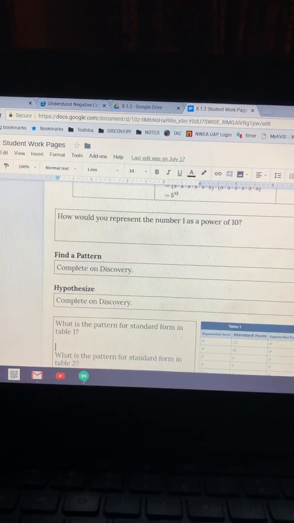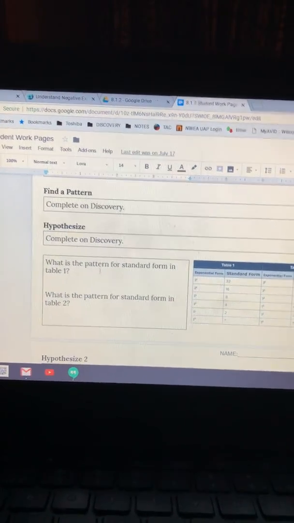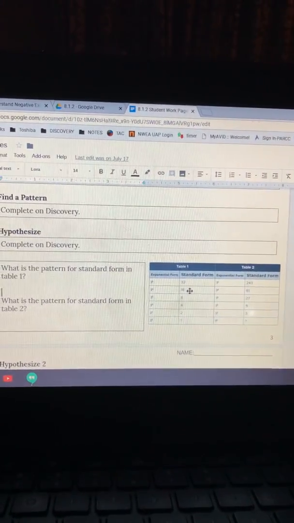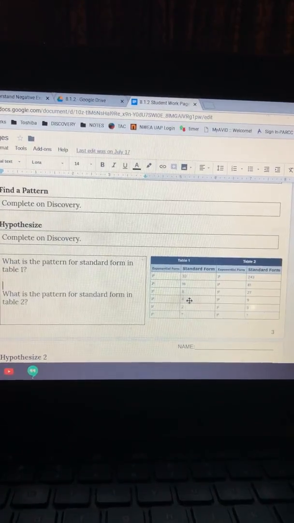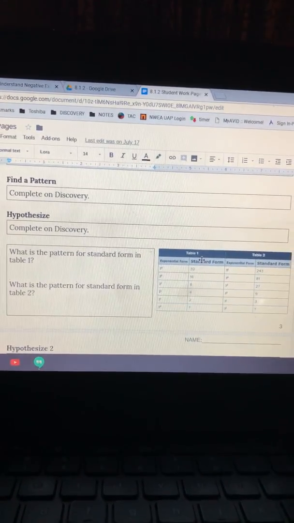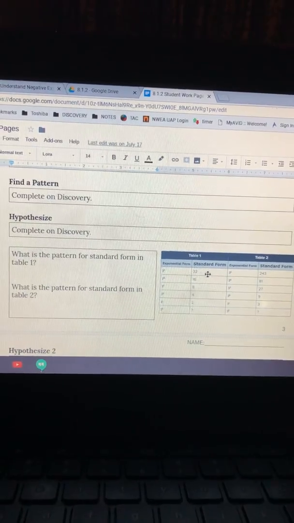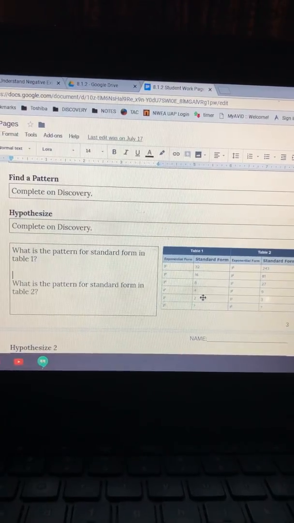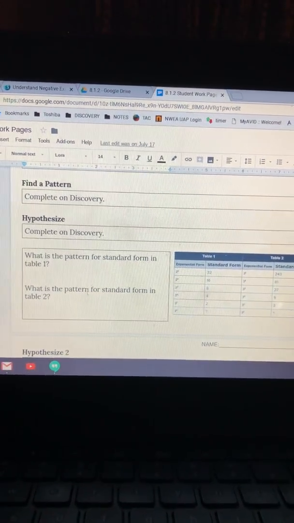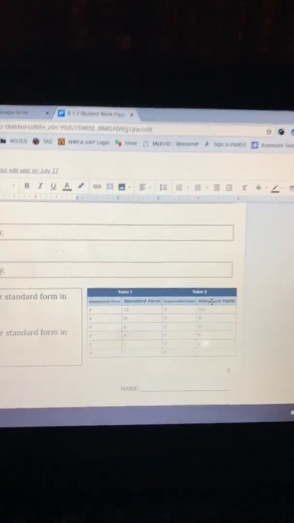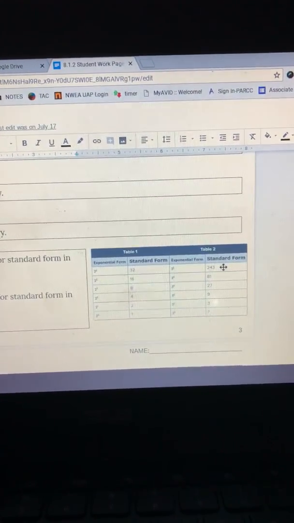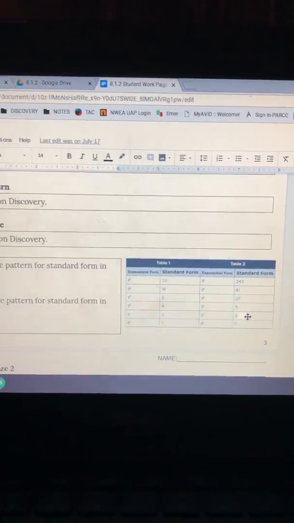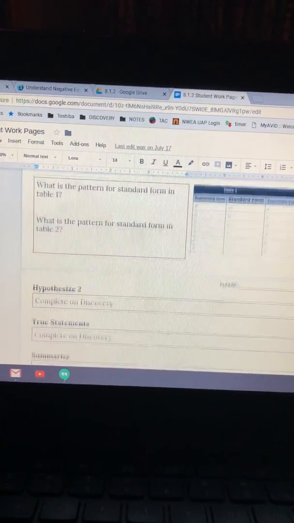All right, then we're going to go back to our packets. What was the pattern you noticed in standard form in table 1? So 32, 16, 8, 4, 2. What's happening to my numbers? Are you multiplying? Are you dividing? And then what number are you multiplying or dividing by? Then tell me what's the pattern for standard form in table 2. So how do I get from 243 to 81 to 27 to 9 to 3? What is the pattern?